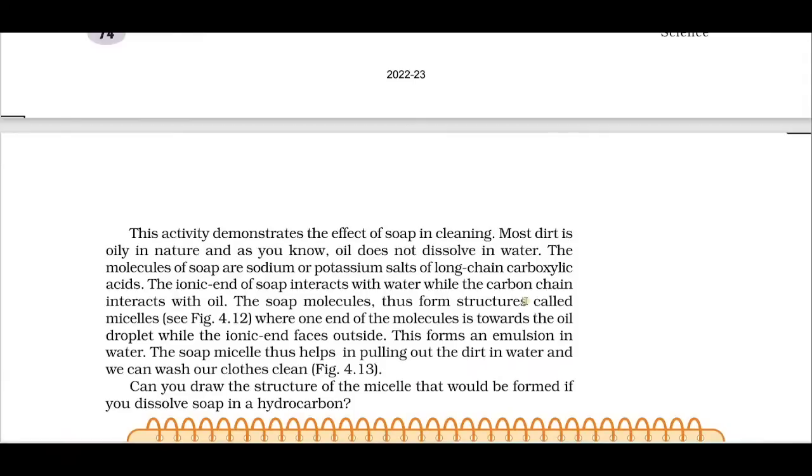How detergents are effective in hard water. Which is more preferable, soap or detergent? Between soap and detergent, which is environmentally friendly? It is soap, right? Because soaps are biodegradable, detergents are non-biodegradable.